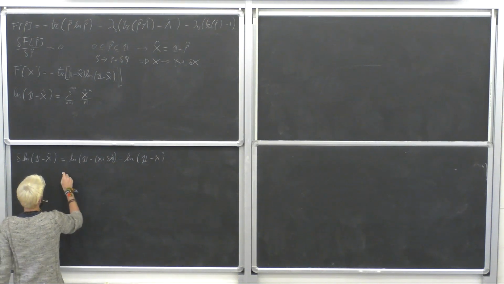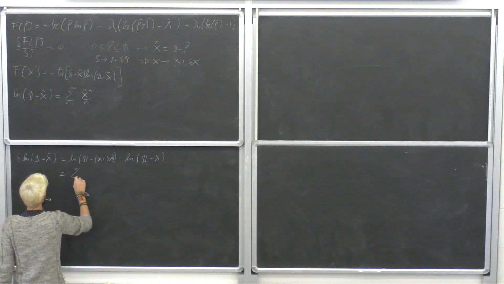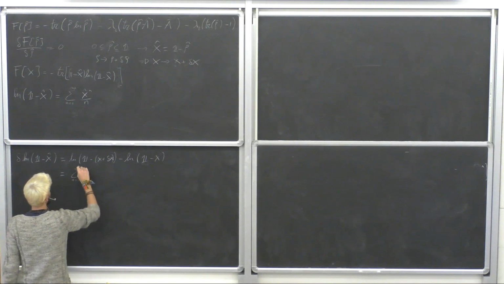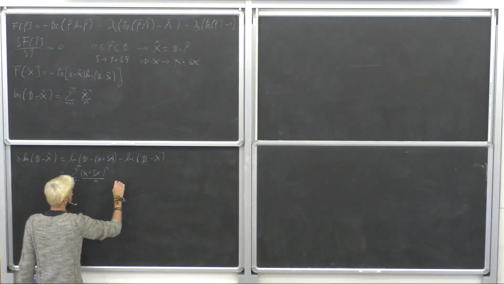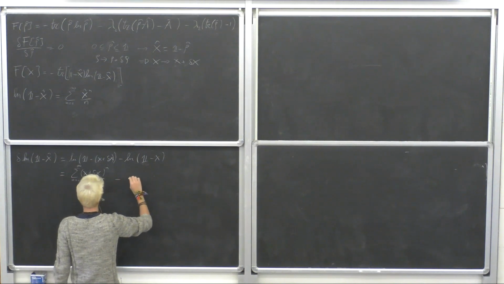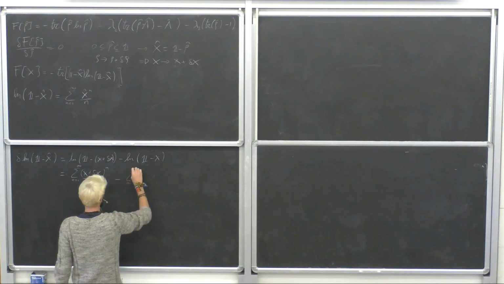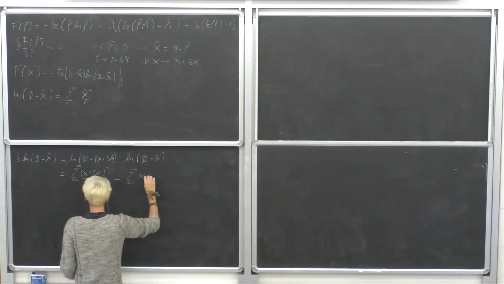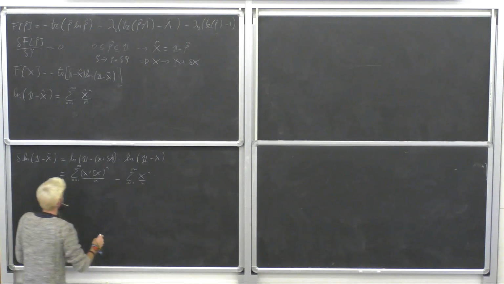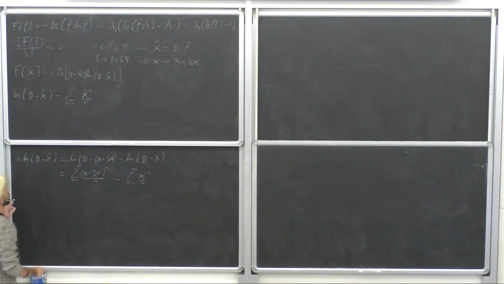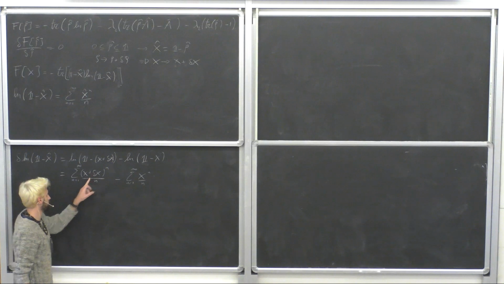From the above relation, we find this to be equal to the series from n equal to 1 to infinity of (x plus delta x)^n over n, minus x to the n over n. Now we are interested in the first order in the variation of delta x.